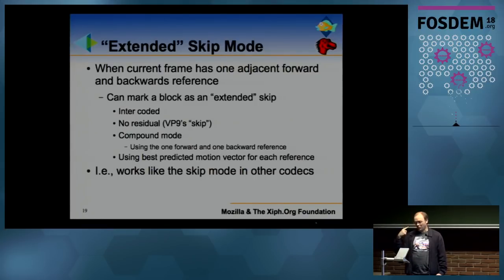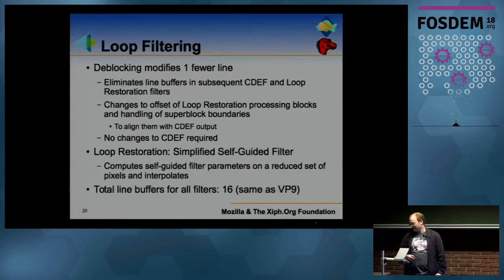And using one forward and one backward reference, the two ones that are our immediate neighbors. And then we just always use the best predicted motion vector for each of those two reference frames. So essentially, we code nothing for the entire block, which is how skip mode works in other codecs. So we actually have one of those now. That helps save a bunch of bits.